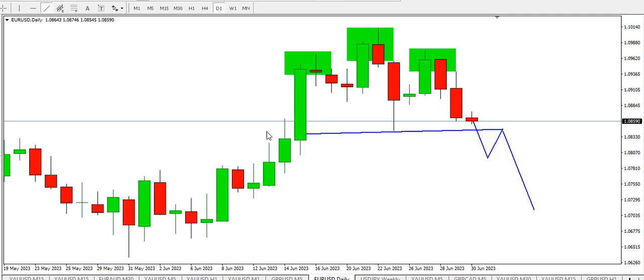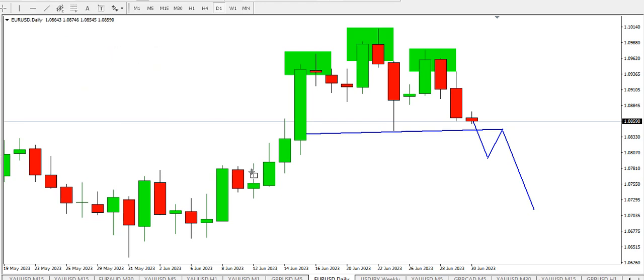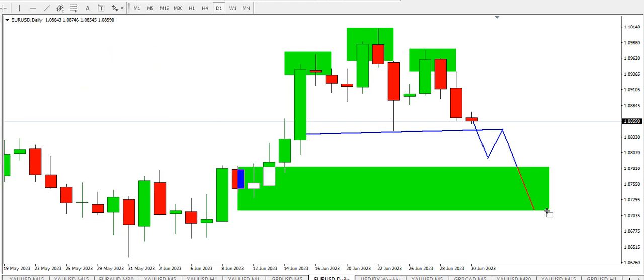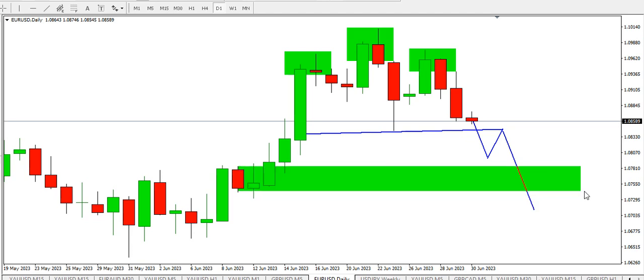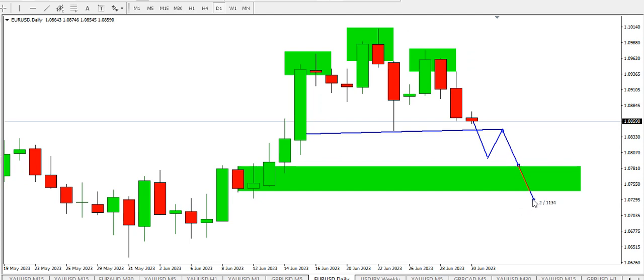But if price is going to drop, we have this particular order block, and it might serve as demand. This order block might serve as demand to price for price to get to this level. It might get to this level and possibly push up.